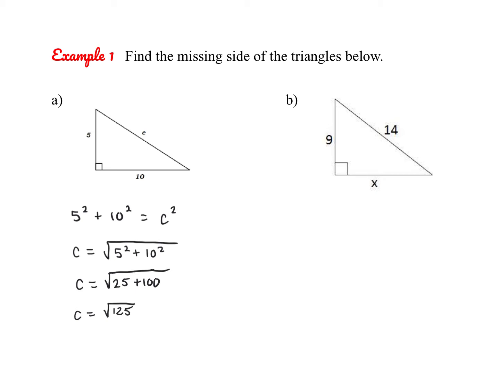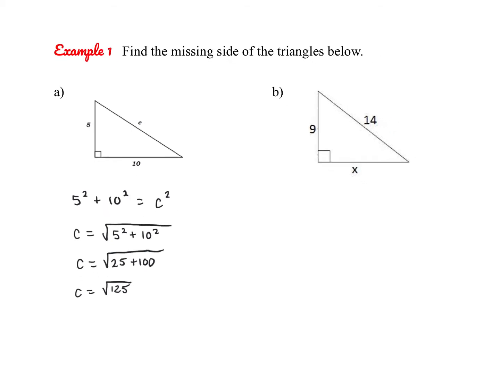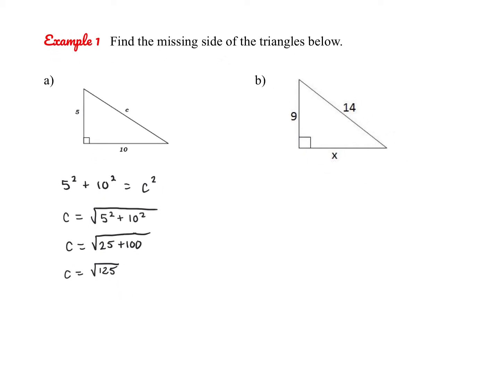Now for these, it is really important that we try to simplify our radicals when we can. So the square root of 125, well, 125 is simply 25 times 5. And the square root of 25 is 5, so this would be 5 root 5. So remember, always simplify your radicals when you can. Okay, let's try this next one.